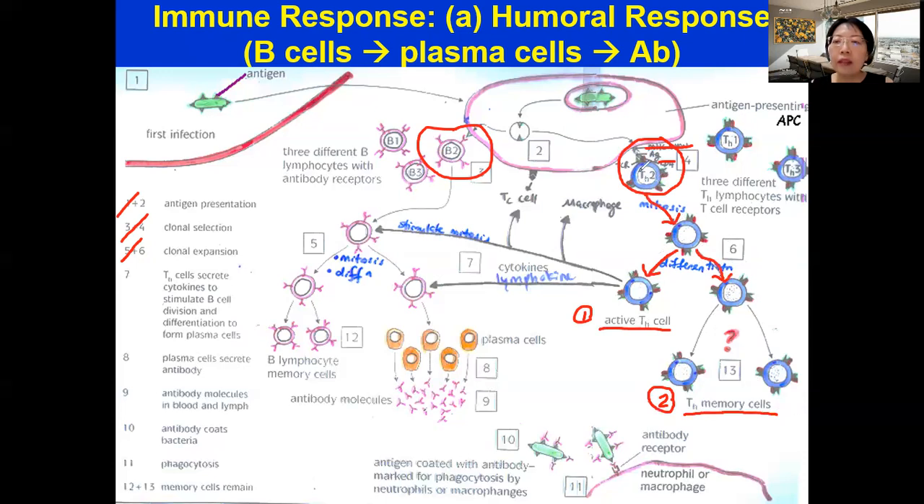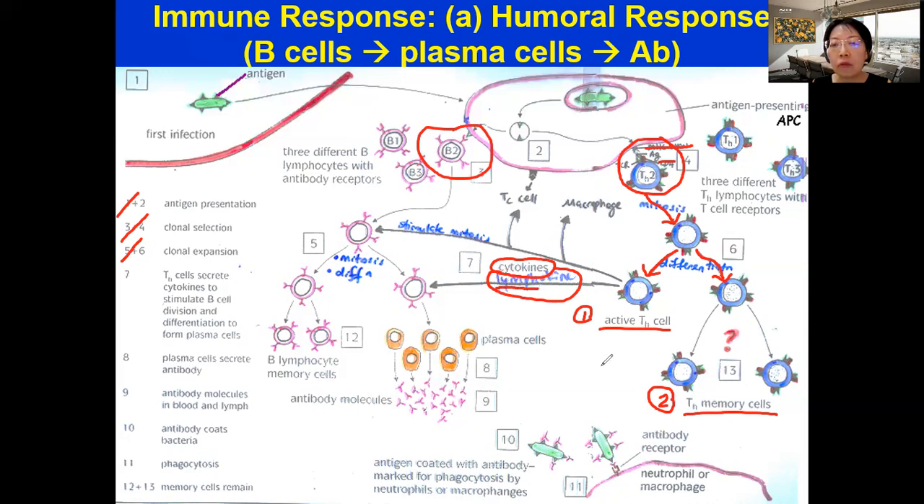Now after the T helper cell has undergone clonal expansion, an active T helper cell is produced. Now I've told you before, all the lymphocytes, be it B lymphocytes or T lymphocytes, function by secreting chemicals. So the active T helper cell functions by secreting a chemical called cytokine, which is also called lymphokine. It's the same thing. Lymphokine is the chemical secreted by lymphocyte.